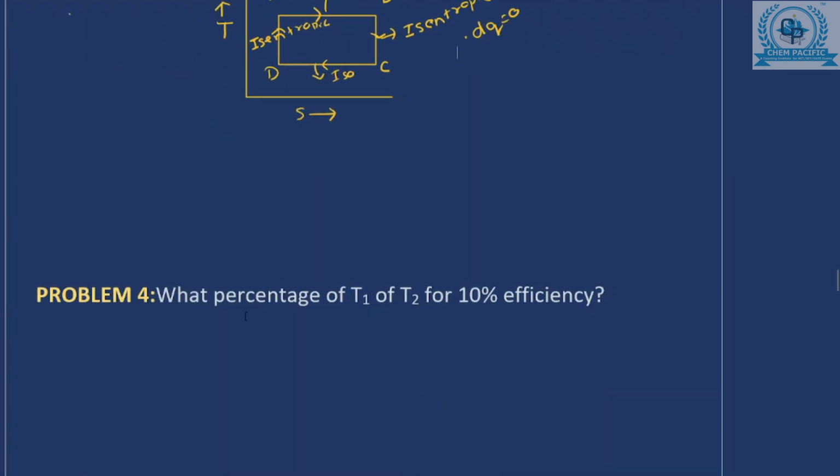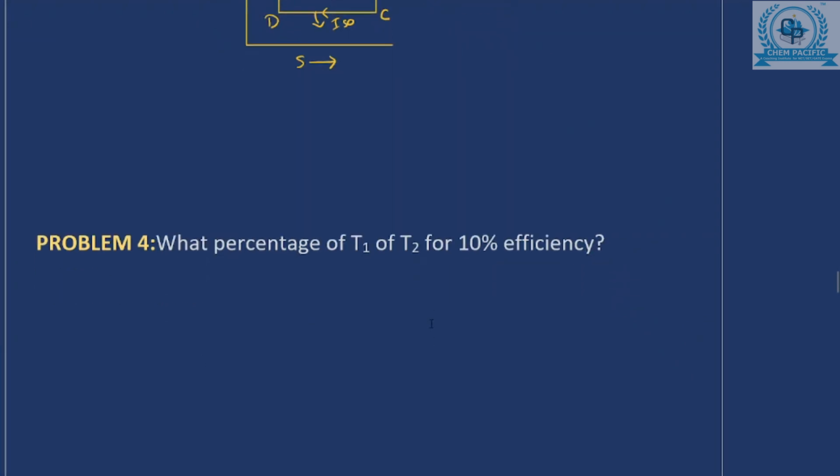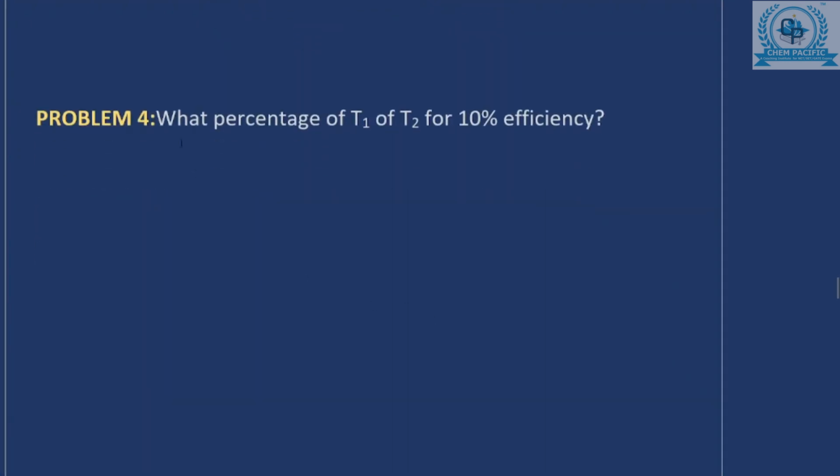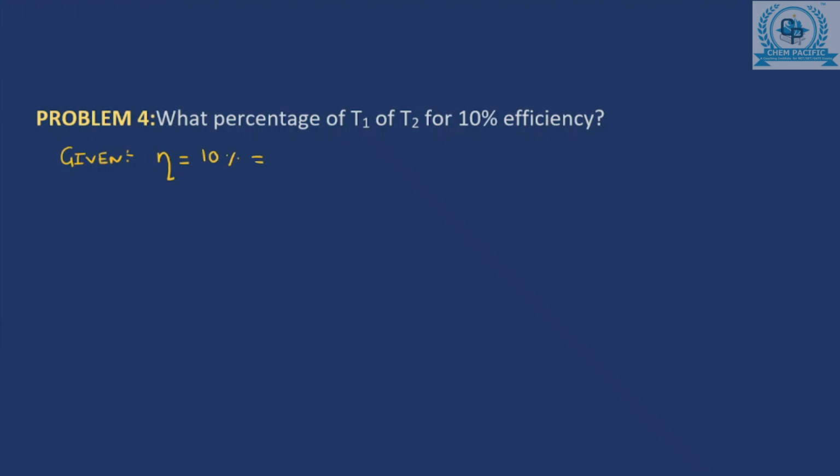The question asks for the percentage of T1 by T2 for 10% efficiency. I always recommend to my students that whenever any kind of physical chemistry problem is given, you have to do it systematically. The first step is to write the given data. In this case, the information given is the efficiency, which is 10%, equal to 10 by 100. Now let us solve this.